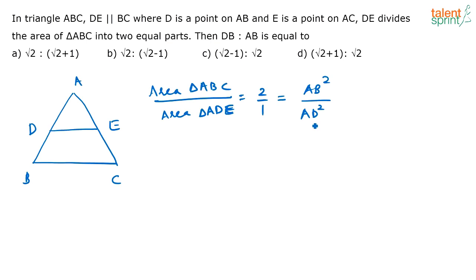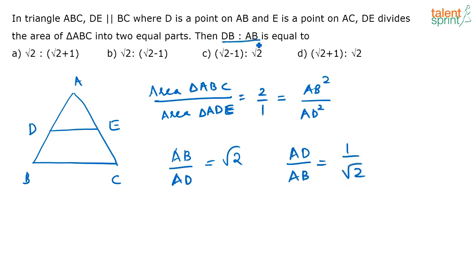Now next, what is given? Since this is AB squared by AD squared is equal to 2, I can say AB by AD is equal to root 2, or you can say AD by AB is equal to 1 by root 2. Remember, you have to find what is DB is to AB. So basically I am going to try to arrive at this, what is DB is to AB. That's why I am doing this.